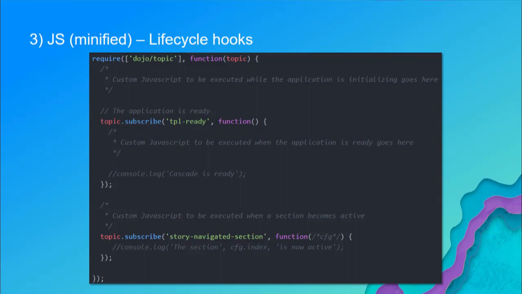So if perhaps you wanted to put a custom widget on top of the story map or something there, that might be a place to put it. There are other topics that are sent as well, for example, story navigated section and so on. And if you look in our readmes on GitHub, you'll see more information on how to customize and how to hook into different lifecycle hooks that we have available.